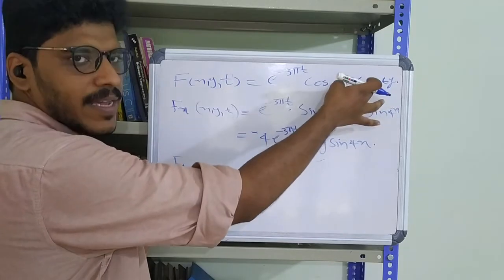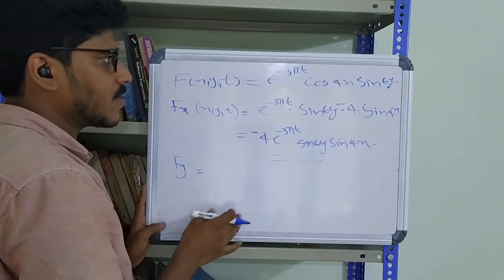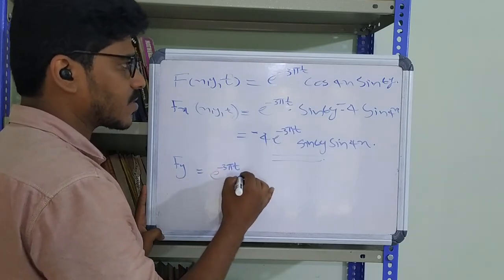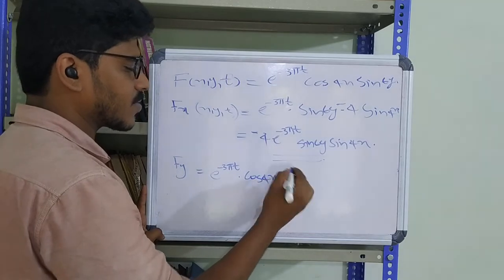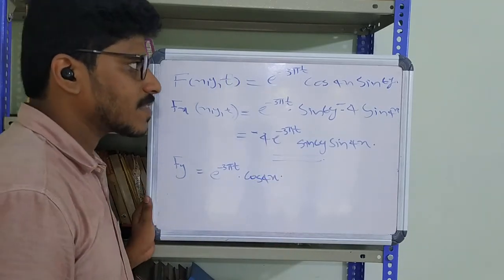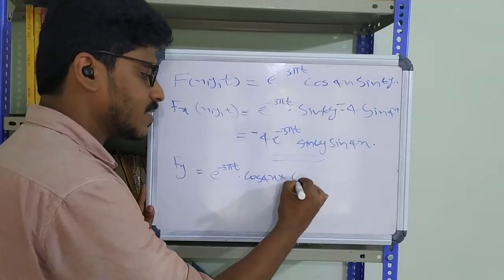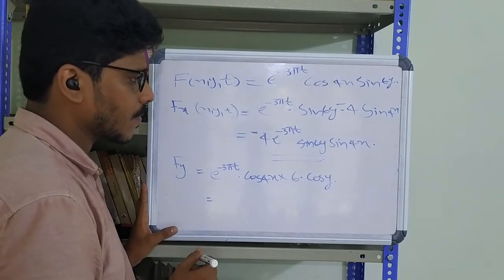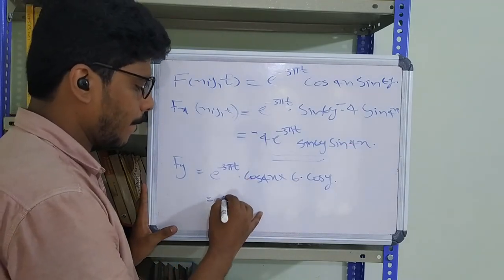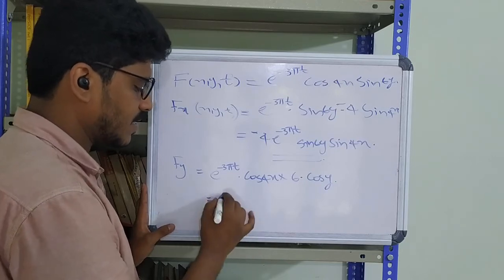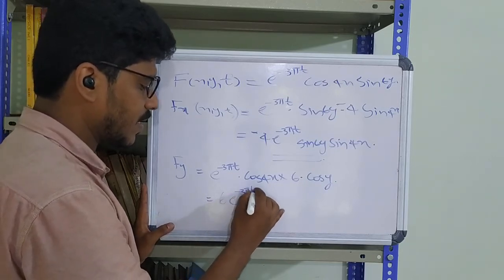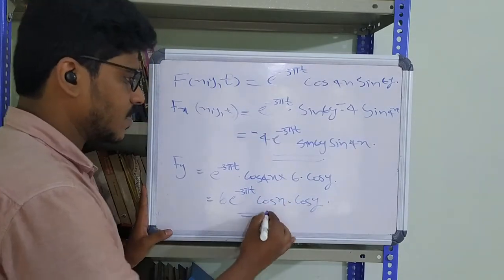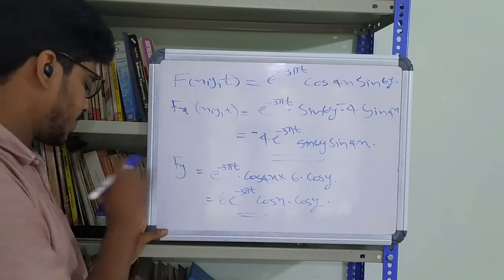So if we differentiate with respect to y, let's keep t and x as constants. So let's take the constants out first. e raised to minus 3 pi t is a constant, and cos 4x is a constant. And the derivative of sin 6y with respect to y is 6 cos 6y. So the derivative is 6 e raised to minus 3 pi t cos 4x cos 6y. Right, so this is the partial derivative of f with respect to y.